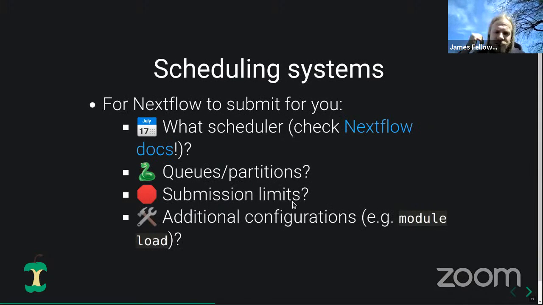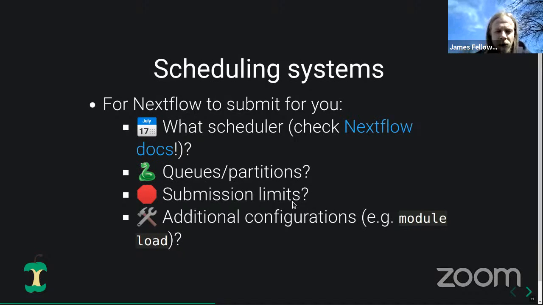Once you've found that, you need to look into your scheduling system. Assuming that your cluster has one, and not all do, you should check what scheduler you have and whether Nextflow supports that. A scheduler, if you don't know what it is, is basically a tool which allows the computer to distribute jobs where resources are available for you, and sometimes based on priorities.